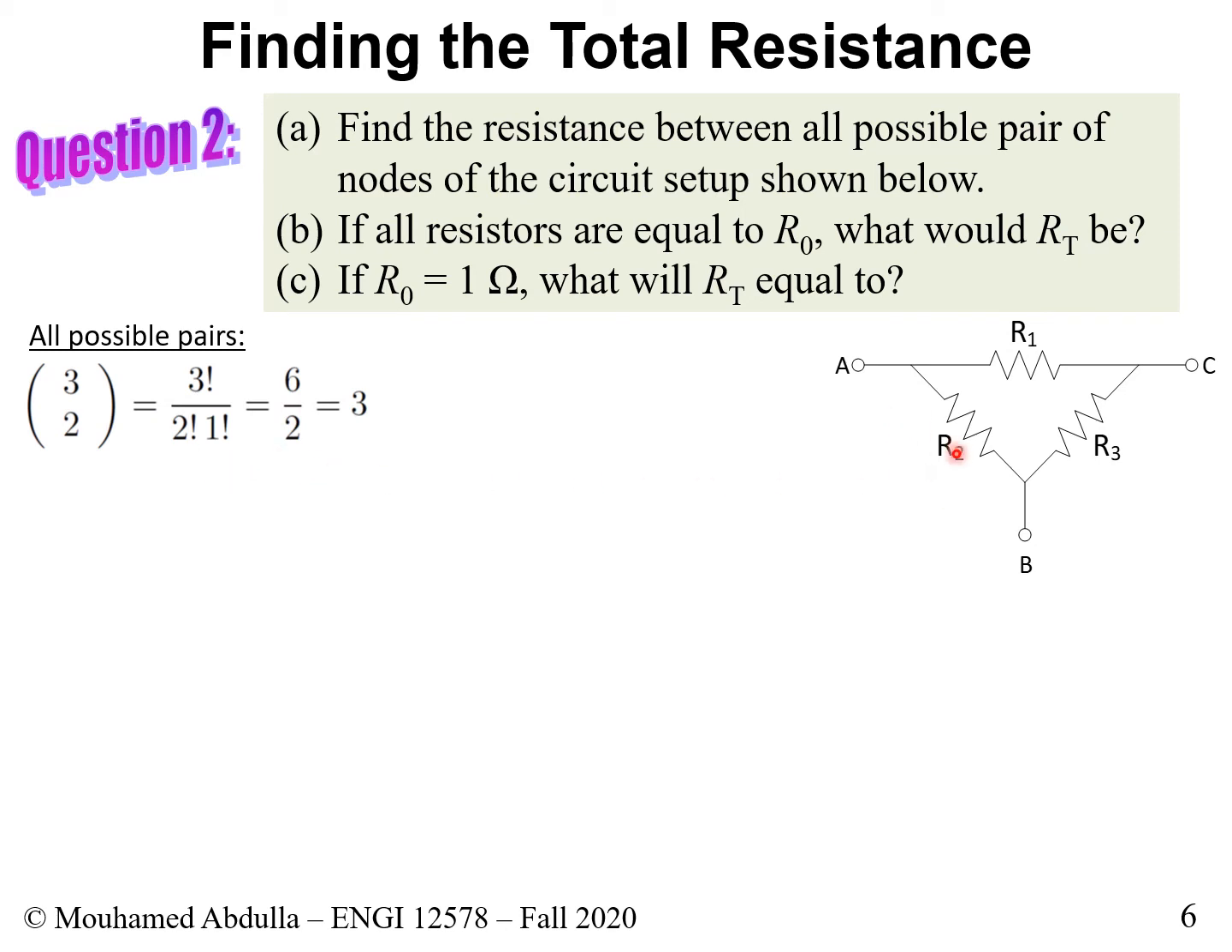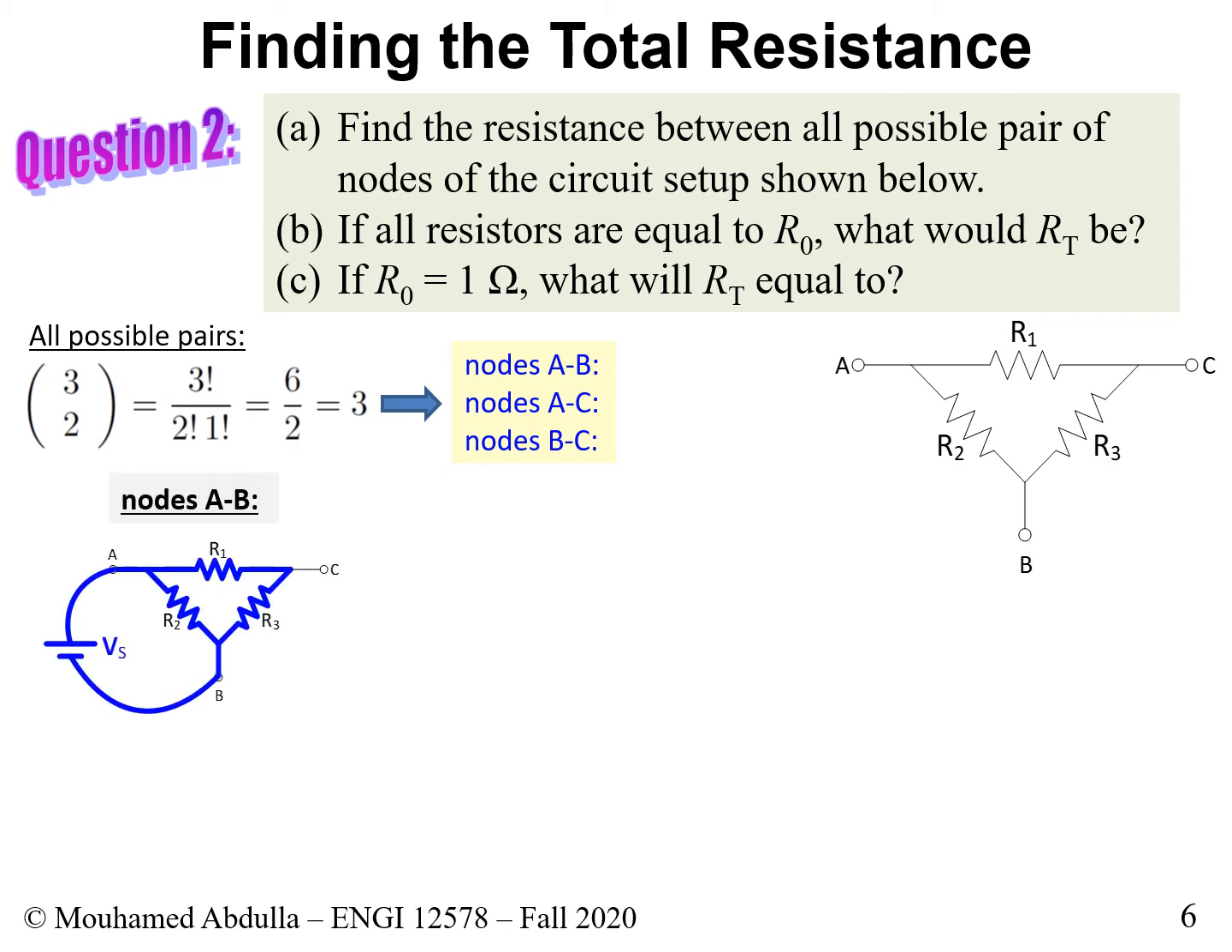So let's say we give you a resistive network where you have, I don't know, 5 nodes, right? So you do 5 choose 2. So you do 5 factorial divided by 2 factorial, 5 minus 2, 3 factorial, and then you do all that. So in this case, we only have 3. So 3 choose 2, and the result that we got is 3 possible ways that we could measure resistance between node A and B, between node A and C, and between node B and C. So let's just do that so that we could answer question number 2A.